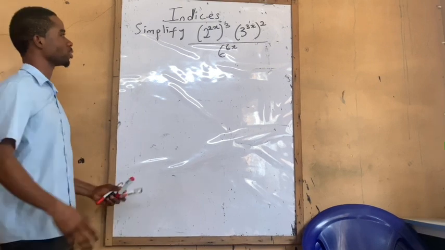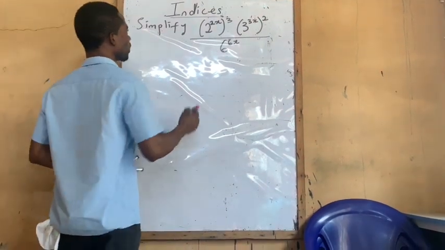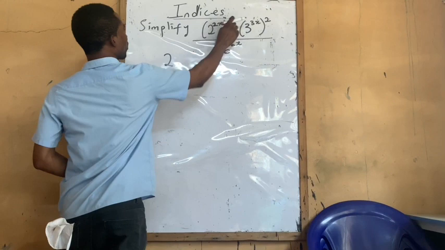Now the next question is on indices again. Now what do we have here? That's 2, the power of power.